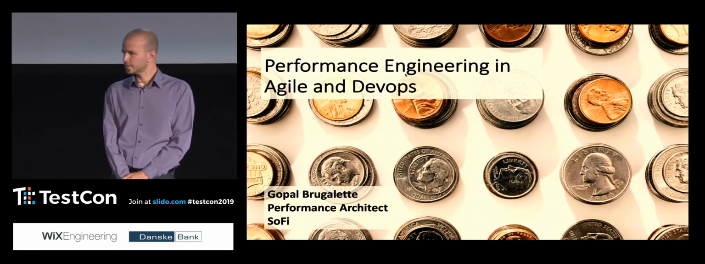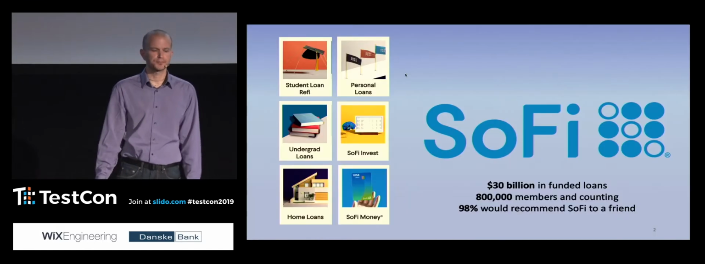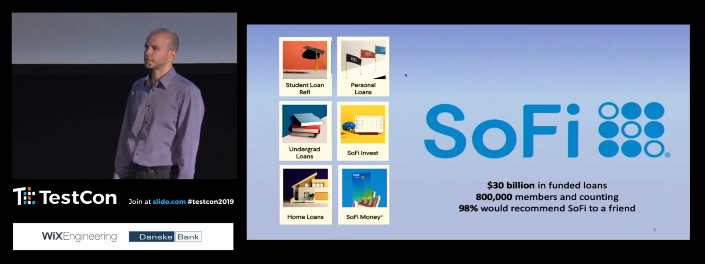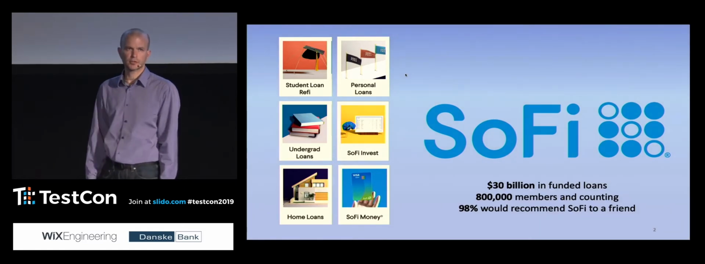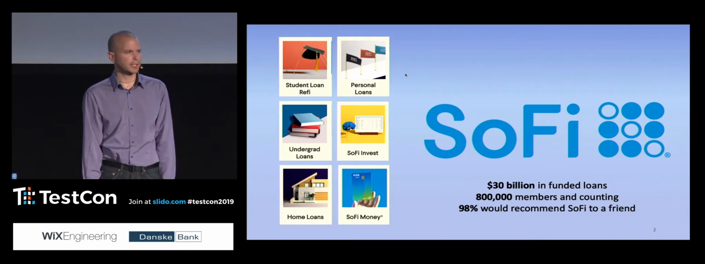So as I said, I'll be talking about how to do performance engineering in Agile and DevOps. I work for a company called SoFi, or Social Finance, and we are an online financial services company doing all the sorts of things that you would expect of banks.